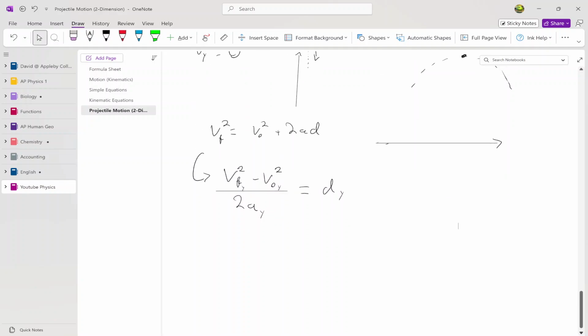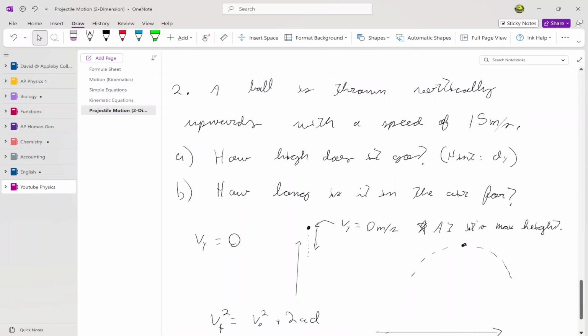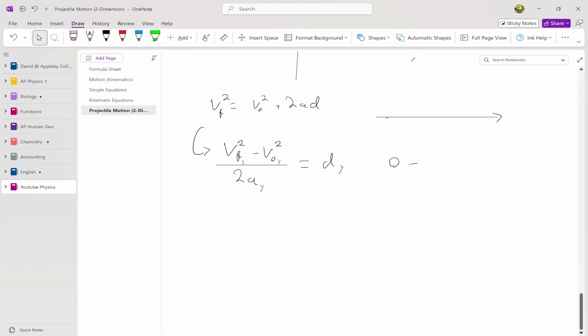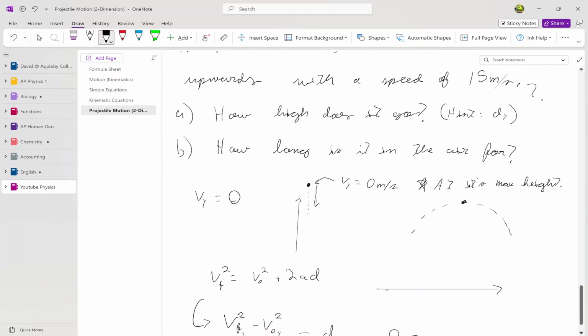So what is the final velocity? Well, like we stated, 0 minus initial velocity. Well, let's read the question. A ball is thrown vertically upwards with a speed of 15 meters per second. So that means V0 equals 15 meters per second, and that's in the y sense.